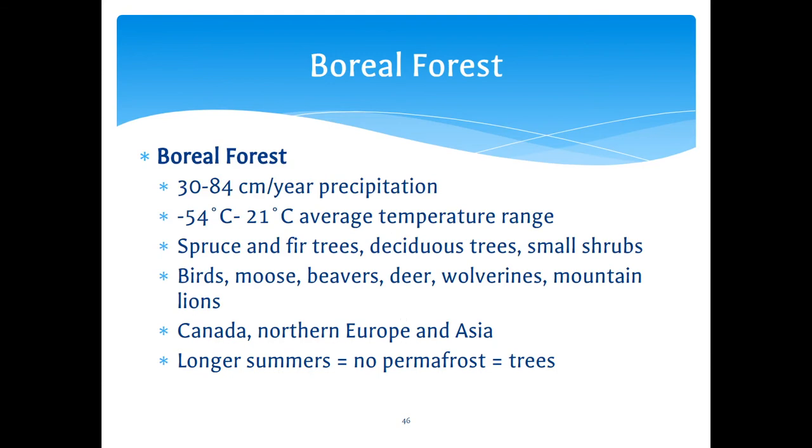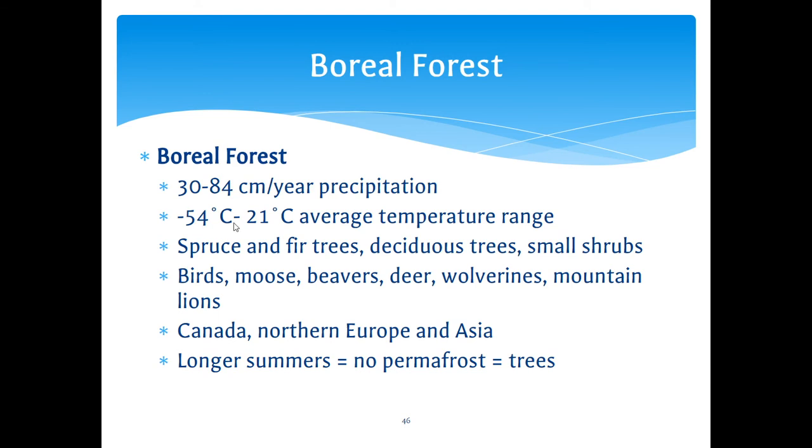You have the Boreal Forest, which is 30 to 84 centimeters of precipitation a year. And if you're thinking, well, how much is that really? Well, remember, a meter stick has 100 centimeters on it, which is about 3 feet. So you're talking almost 3 feet of rain overall, or 36 inches. So not too bad for a year of precipitation. Not in one day, a year.